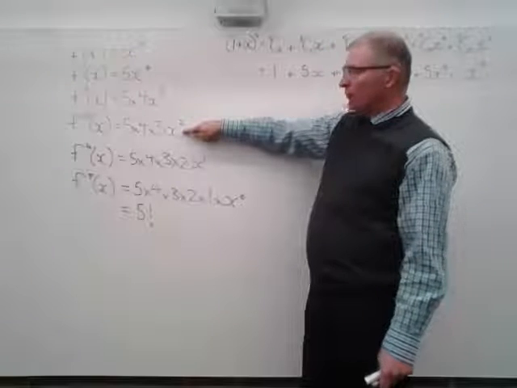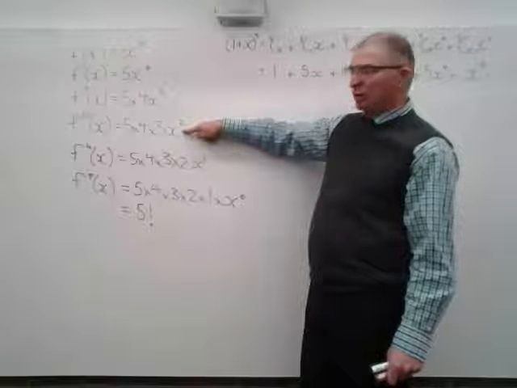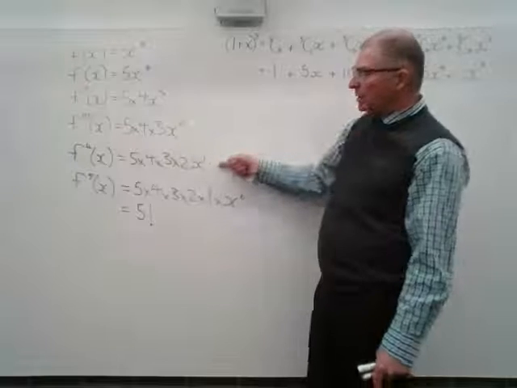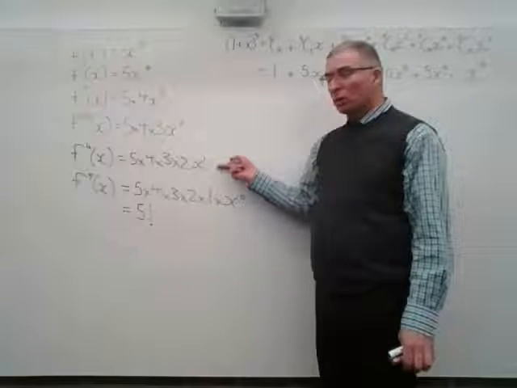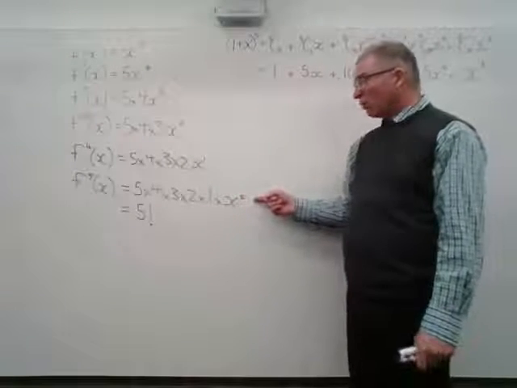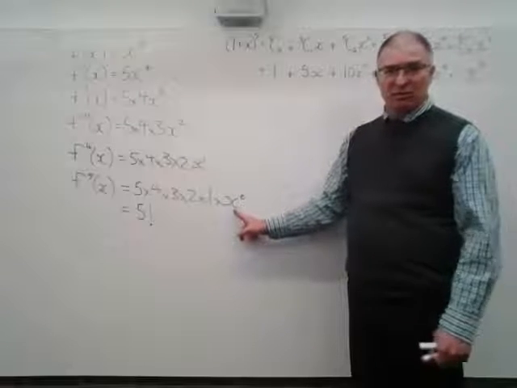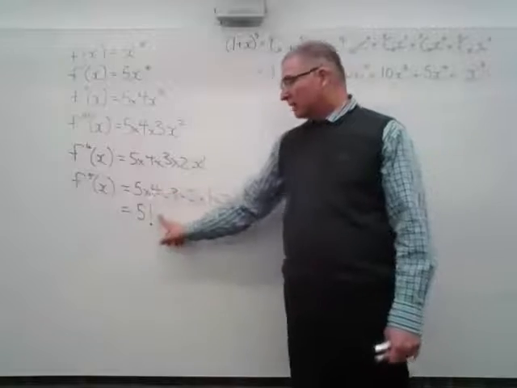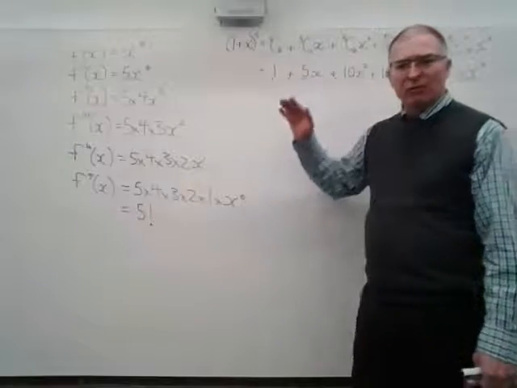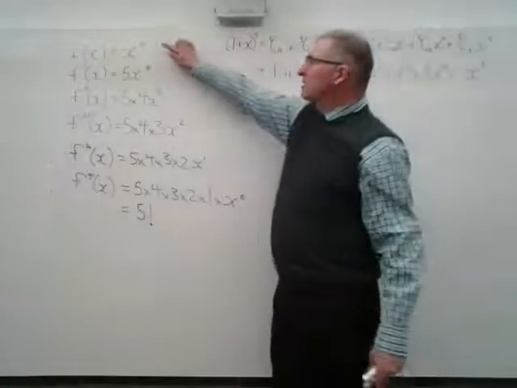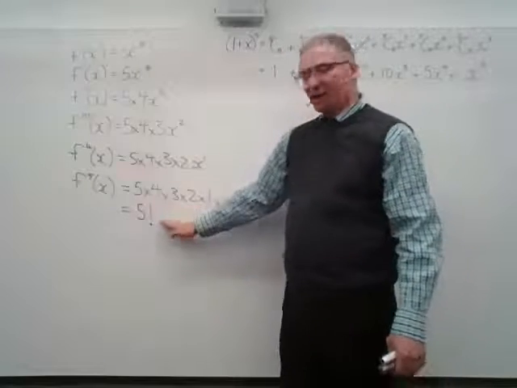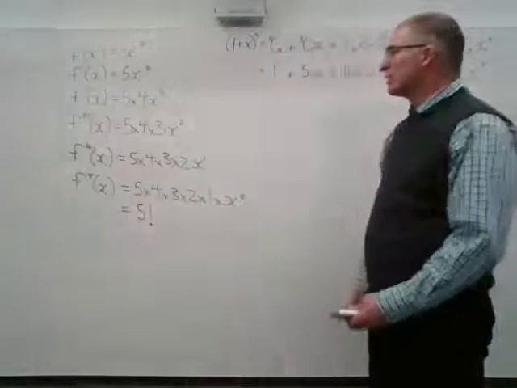Because if you keep differentiating down, 5 times 4 times 3, x squared, 5 times 4 times 3 times 2, x to the 1, 5 times 4 times 3 times 2 times 1, x to the 0, and x to the 0 is 1. Then this is just equal to 5 factorial. If you differentiate x to the 5 down 5 levels, you get 5 factorial, which is quite interesting.